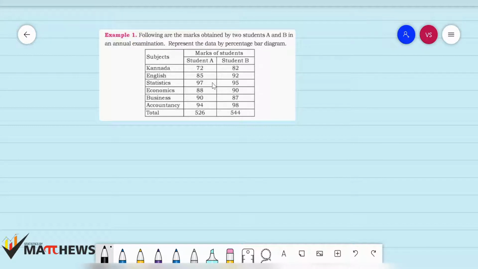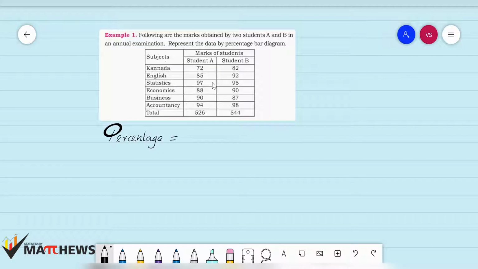Okay, so now how to do it: the first thing that we need to do is convert these values of Kannada, which is given as 72. Kannada of student A is 72 and of student B is 82. These marks should be converted into percentage, students. So to convert into percentages, we have a formula, and that formula is very simple.